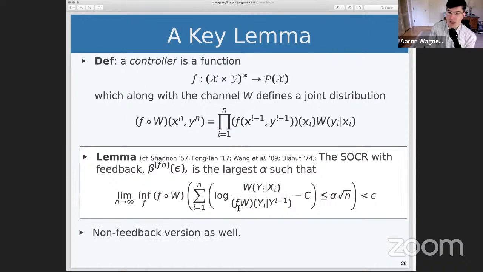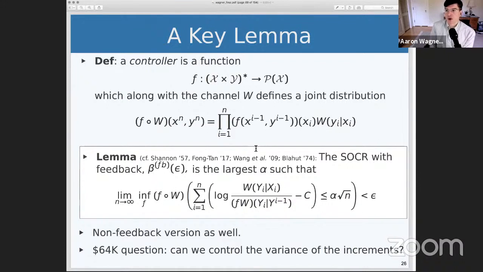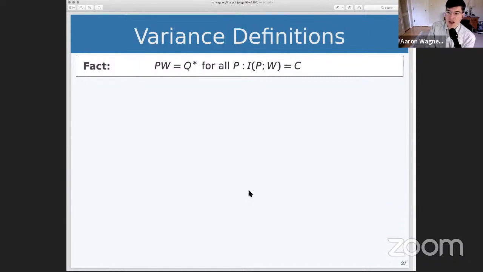There's a non-feedback version of this as well. You restrict attention to controllers that don't have access to the past. Then you have a similar second order coding rate characterization. So the big question is, can we control the variance of this quantity here? Can we play with that? If we can, then we can do timid bold games and do something. If not, then there's nothing really to see here. Let's talk about variance then. First of all, a background fact: a channel can have multiple different capacity achieving input distributions, but they all induce the same output distribution. It's a fact from the KKT conditions.